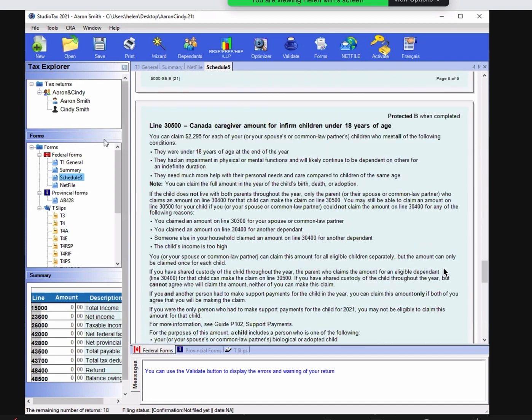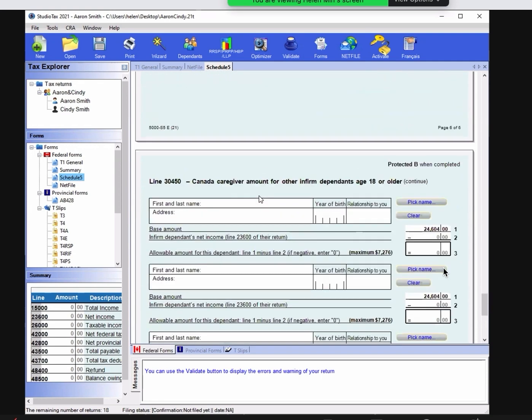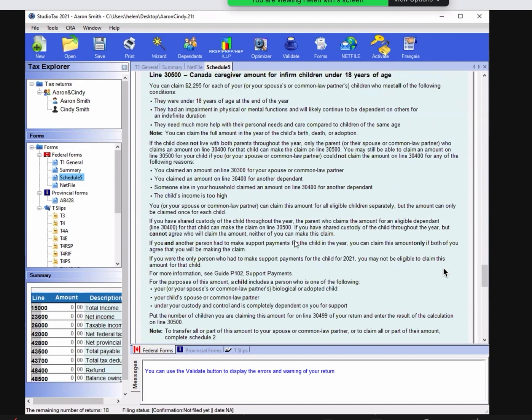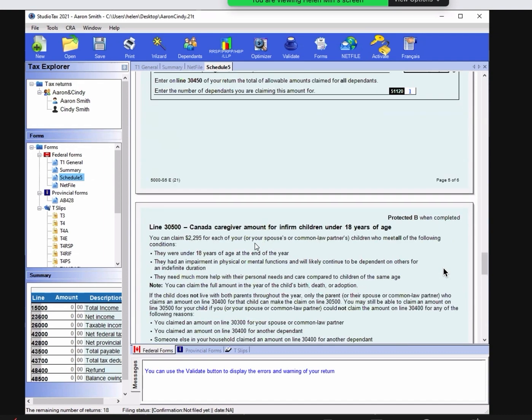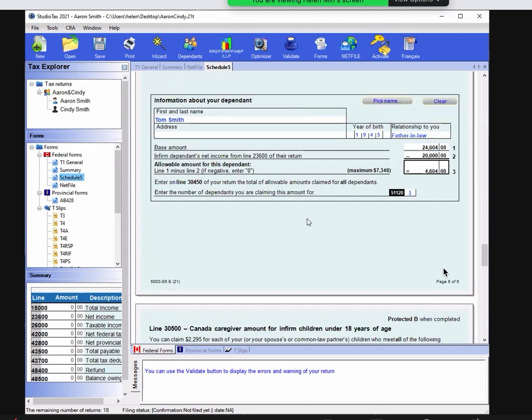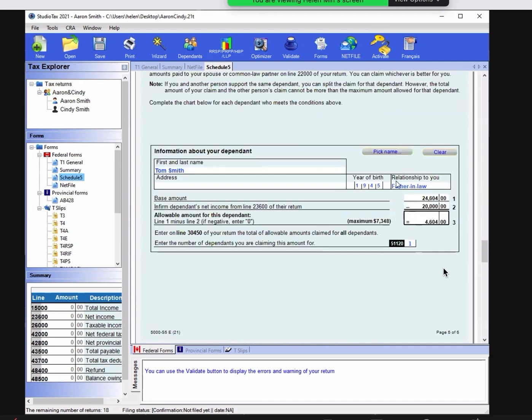But anyway, if CRA asks you to redo that Schedule 5, then you redo Schedule 5. You do this one, okay? She did this one, but she still filed a paper return. The problem is she did the paper return.